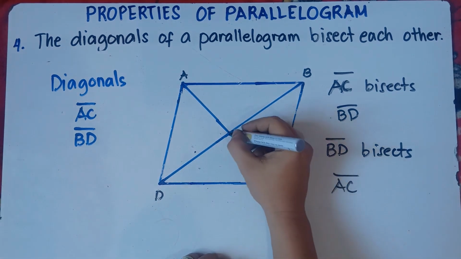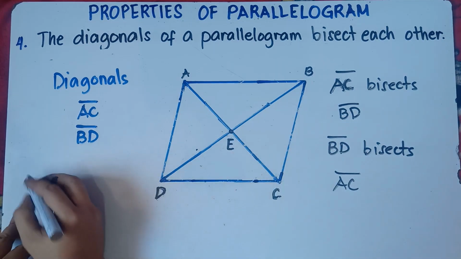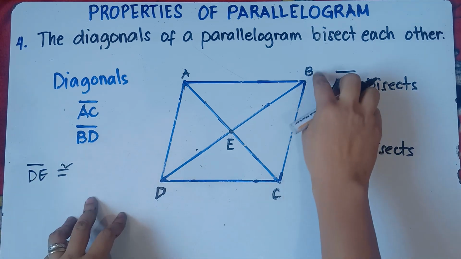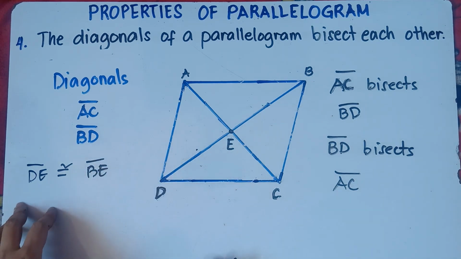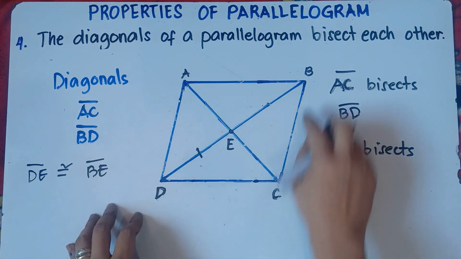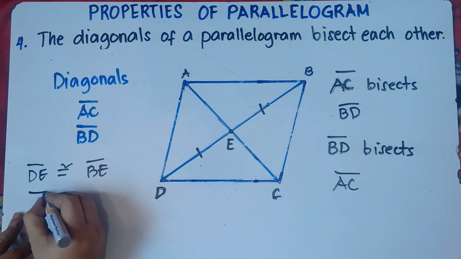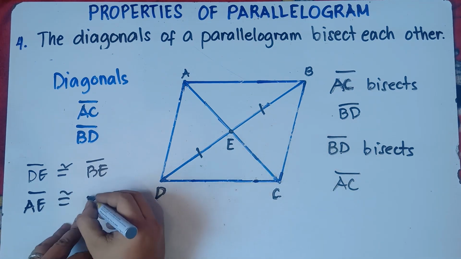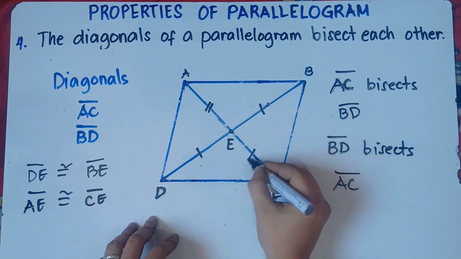So if we label this one as our point E, therefore we can say that this line segment DE is congruent to line segment BE. And we can also say that line segment AE is congruent to line segment CE.